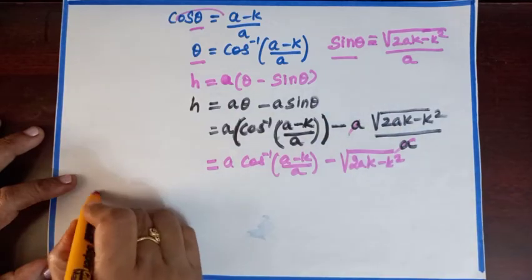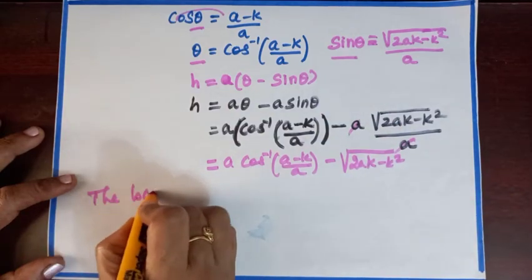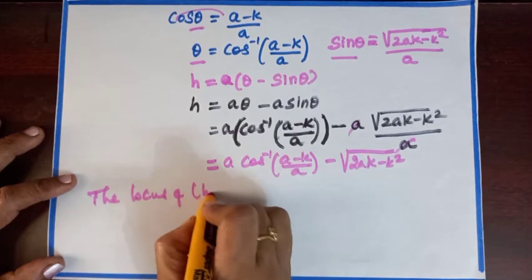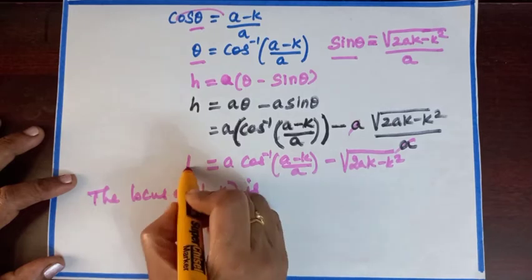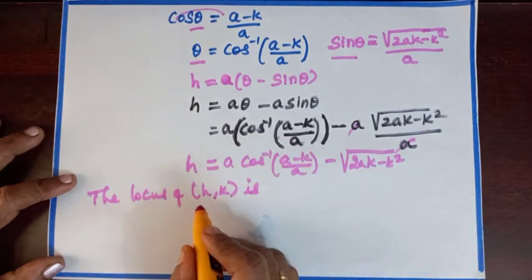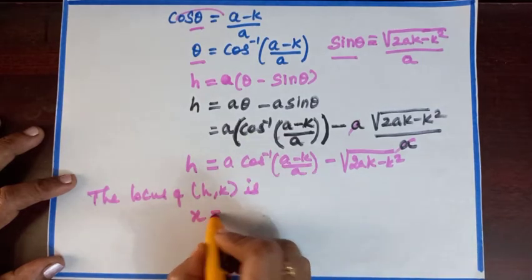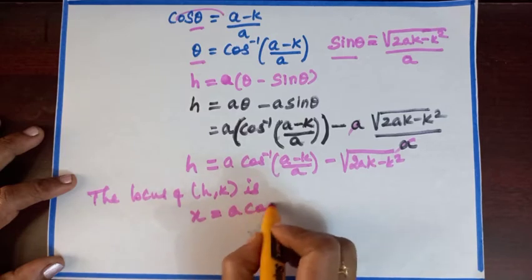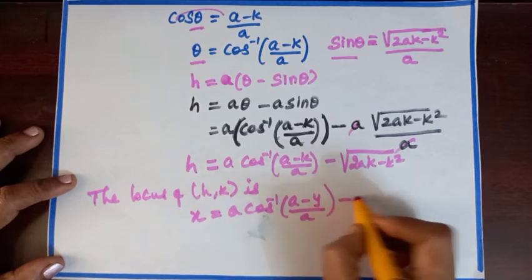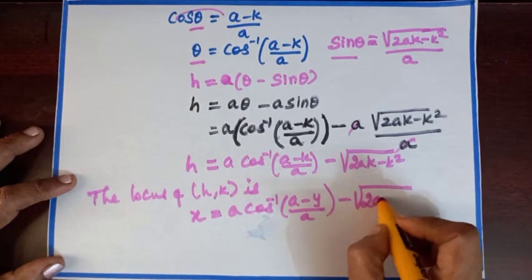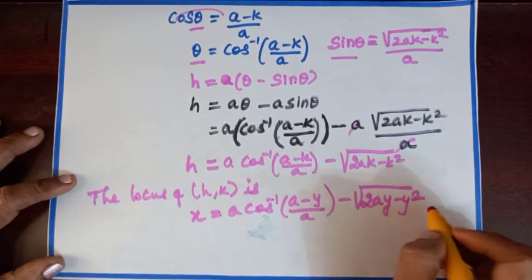Now I am going to find the locus of h comma k. Replace h by x and replace k by y. Then we get x equal to a cos inverse of a minus y by a minus root of 2ay minus y square.